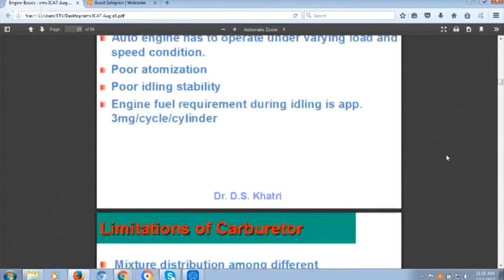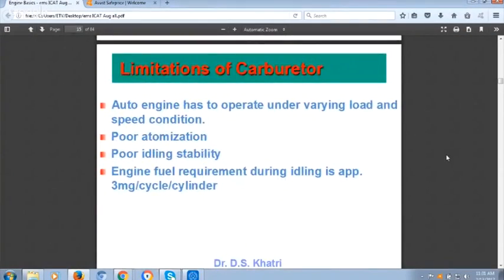So, some limitations of the carburetor, I can just summarize. As we have discussed, the engine has to operate under varying load and speed conditions, and the carburetor is not suitable. Poor atomization of the fuel, because the pressure is very low, it is atmospheric. If atomization of the fuel is poor, mixing will be poor. If mixing is poor, combustion will be poor. If combustion is poor, your performance, your fuel economy, and your emissions will be poor.